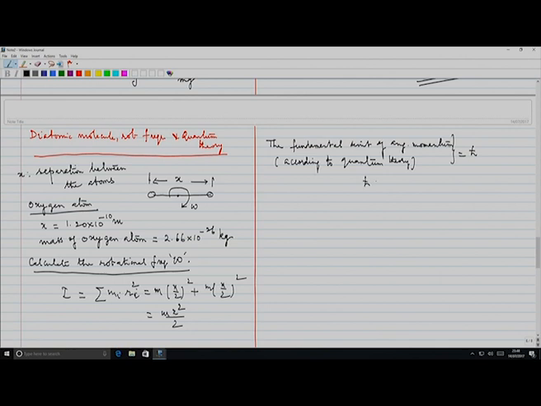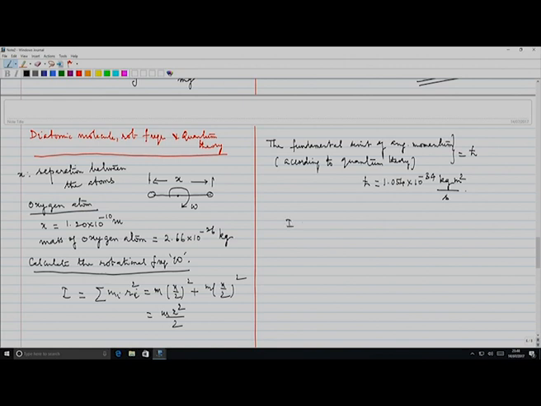What is the value of h cross? This data will also be given to you. 1.054 into 10 to the power of minus 34 kilogram meter squared per second. Okay. Therefore, from the given data, I can calculate the moment of inertia of the object.